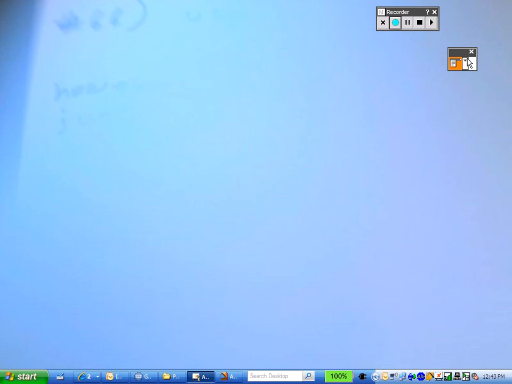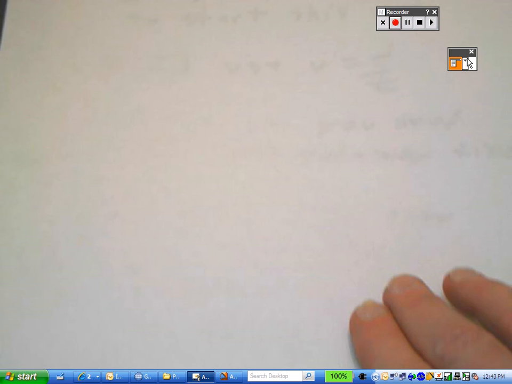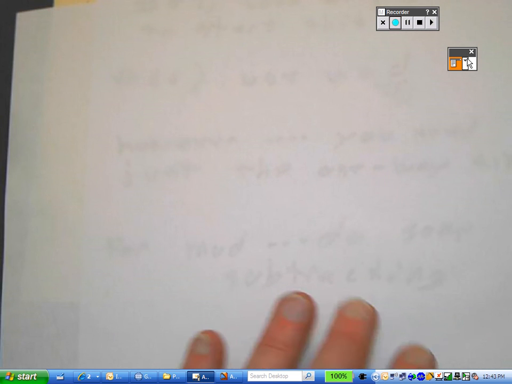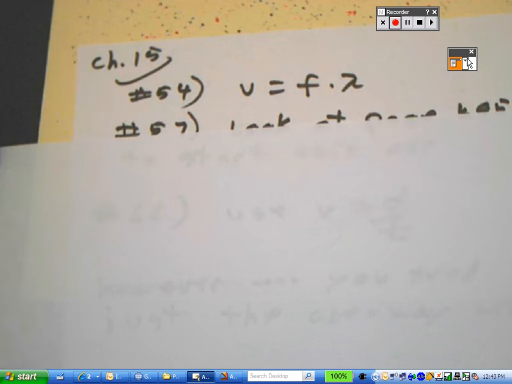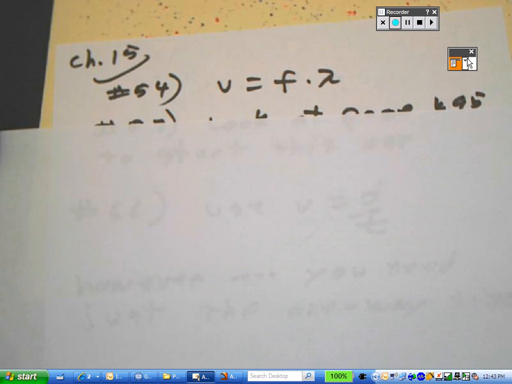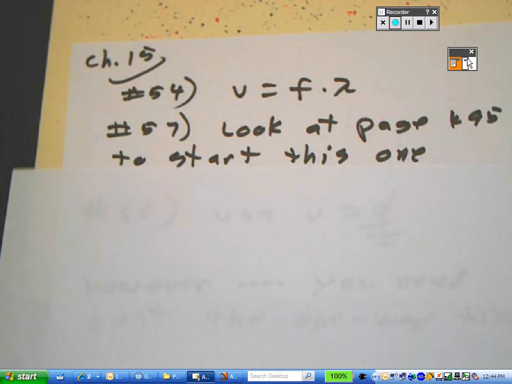There aren't very many questions on chapter 15, and certainly I'll have lots of worksheet questions for you, but let's look at number 54 to start with on chapter 15. Number 54 is asking about also sound waves like you've used before. And so simply use velocity equals frequency times wavelength like we did in chapter 14. Let's get that back where you can see it. My apologies.